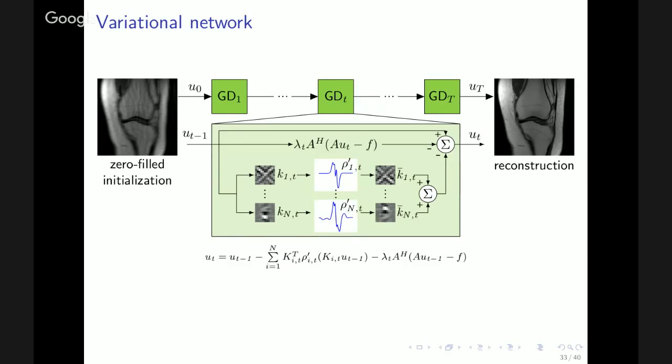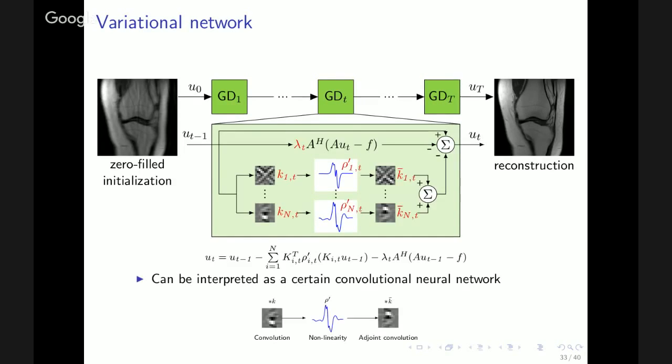And when we look more closely at one step here, what we see is, yes, exactly, it's the same as before. We are convolving with learned filters, applying some nonlinearity. We also learn transpose filters here, sum together, and here is the force from the data term. And yes, I've already explained before, this can be, of course, seen as a certain convolutional neural network.